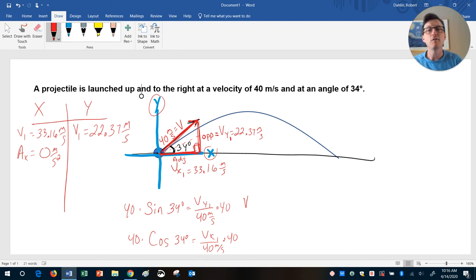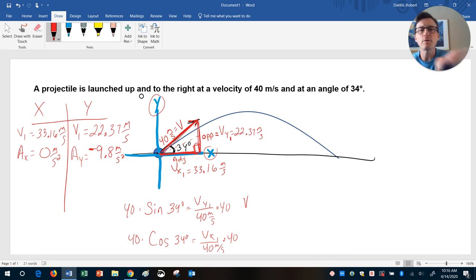Now, for Y, though, there is an acceleration. Think about what we just said. We have gravity. And what is the magic number that gravity always accelerates things down with? Negative, that negative here is really important, -9.8 meters per second squared. Okay, so those acceleration numbers you will always know every single time.